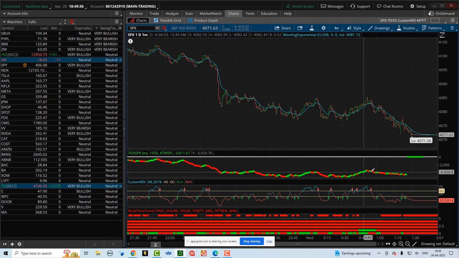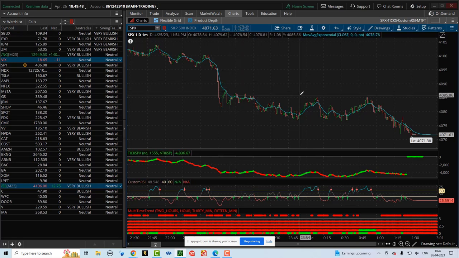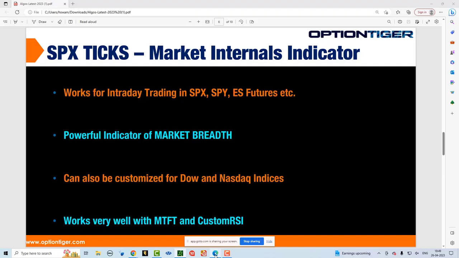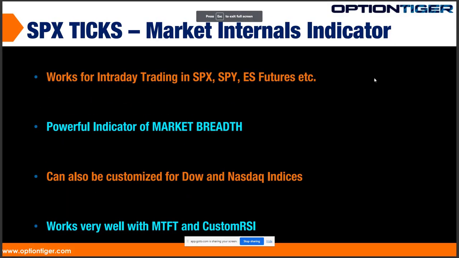So yesterday, the SPX ticks told you this was a very, very bearish day. The SPX ticks ended up negative 4,000, so way, way below zero. And you had plenty of opportunities to take some nice bearish trades here and you would be doing fine. So that's as far as the SPX ticks is concerned. Let's talk about the custom RSI. So the custom RSI is also a confirmation indicator.